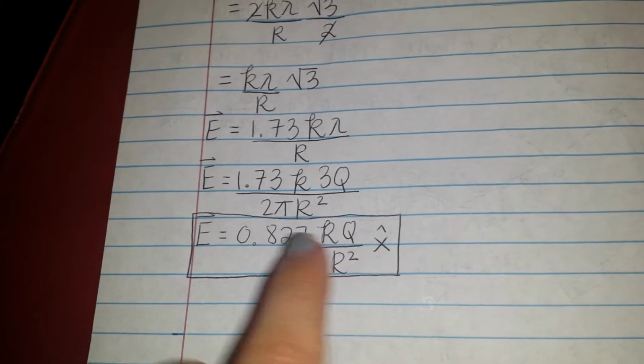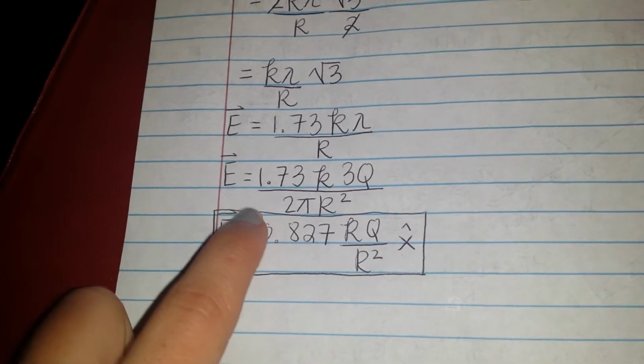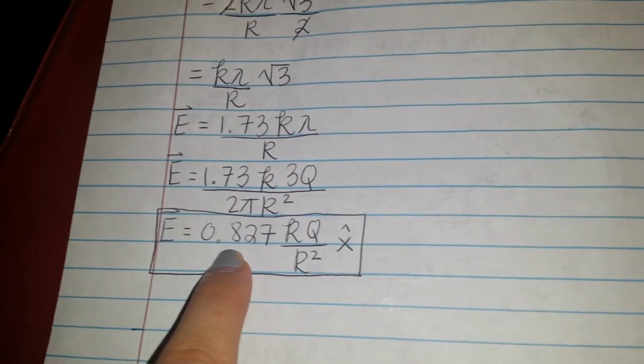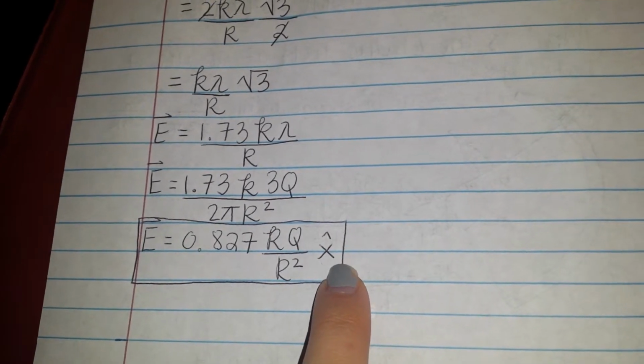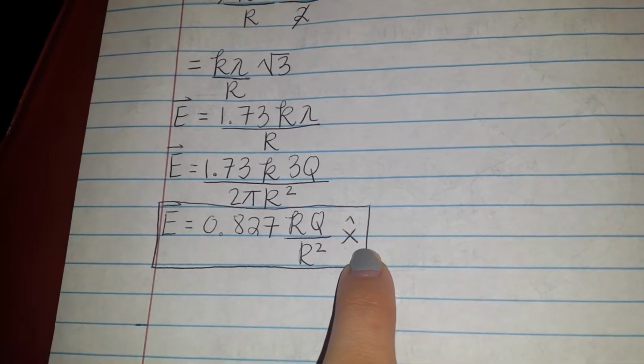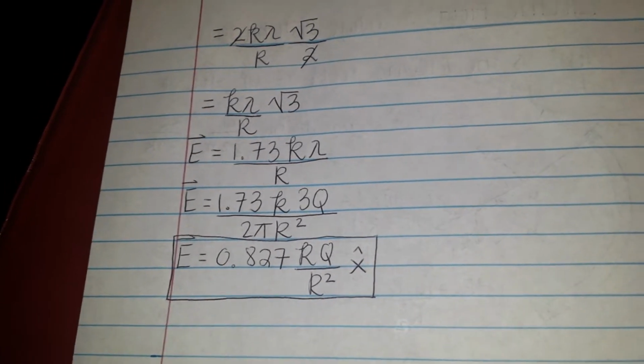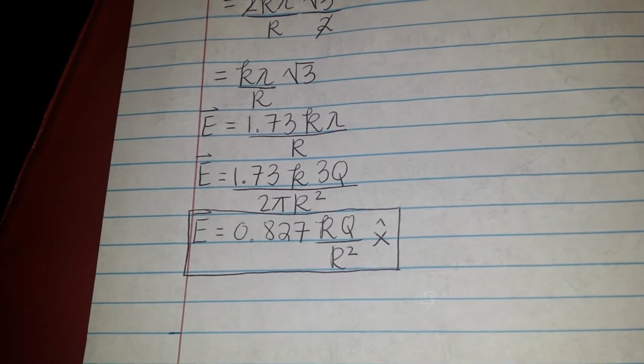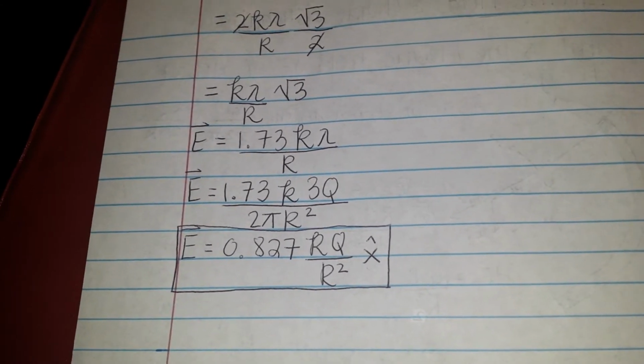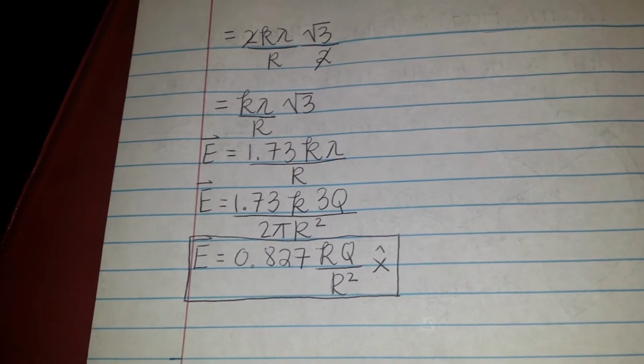And so 1.73 divided by 2 is going to be this expression, and we know that it's going to be in the x direction, so we put x hat. And that's how you find the electric field for an arc of distributed charge.